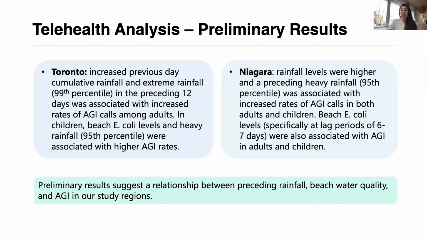And beach E. coli levels, specifically at lag periods of 6 and 7 days, were also associated with AGI in adults and children. So again, our preliminary results suggest a relationship between preceding rainfall, beach water quality, and AGI in our study regions, and something we'd like to explore a little bit more.